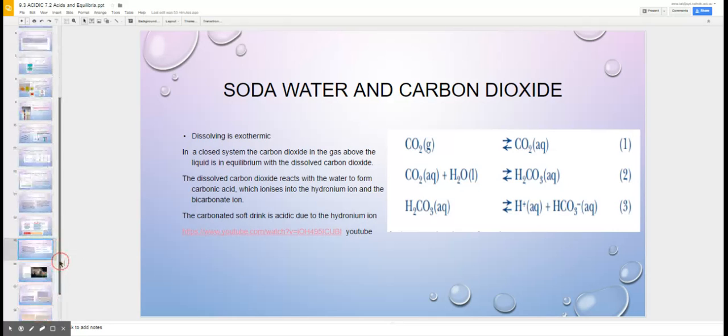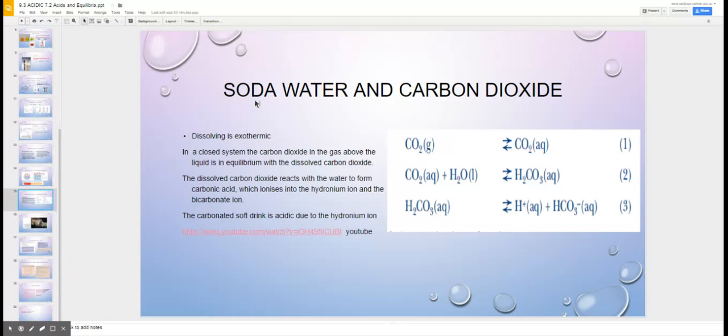Right, now the soda water and carbon dioxide, as I've just said, that's the first step in the equilibrium. But you notice that if you leave a coin, or in some cases a tooth, in a bottle of soft drink over a period of time, it will be worn away, or in the case of the tooth, disappear entirely.